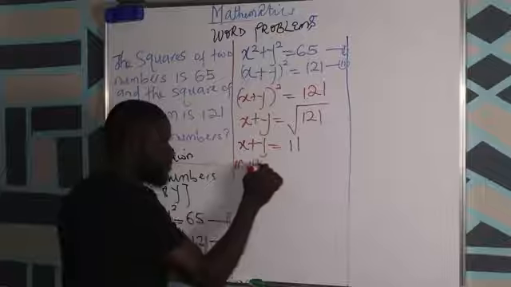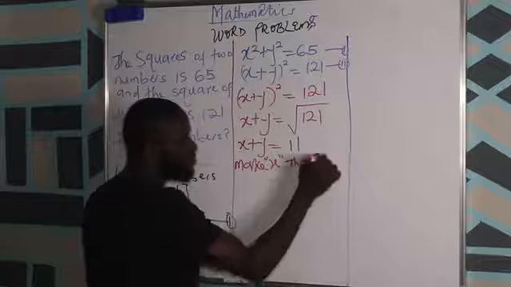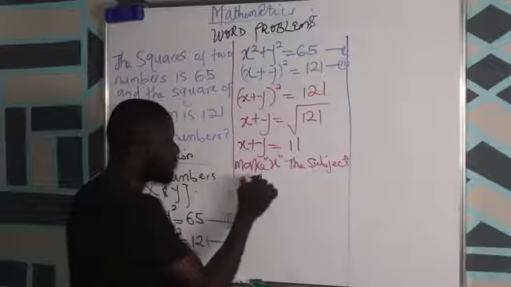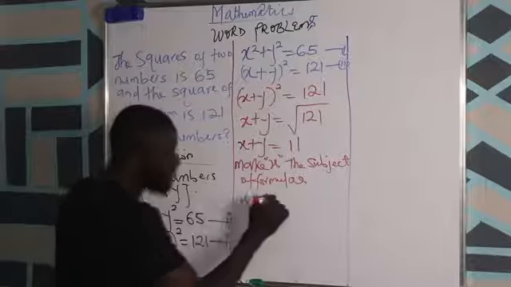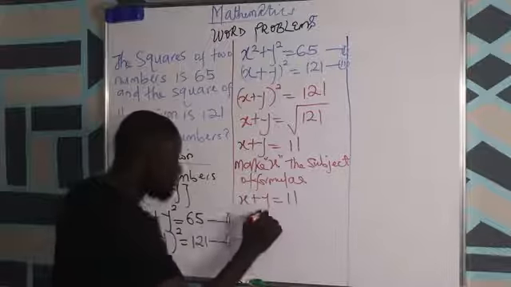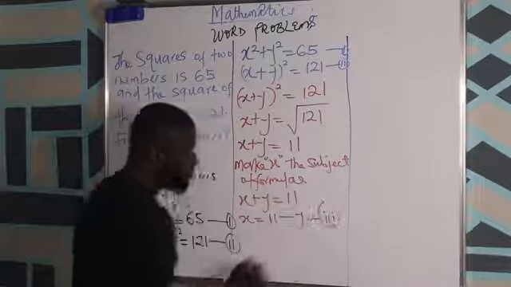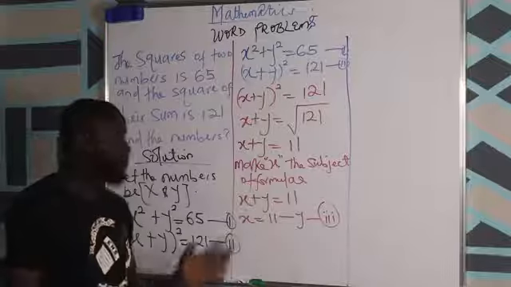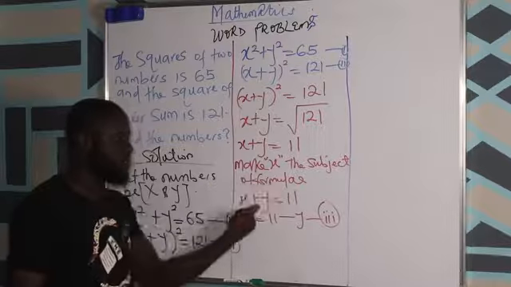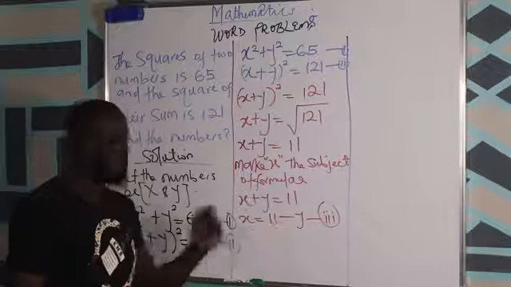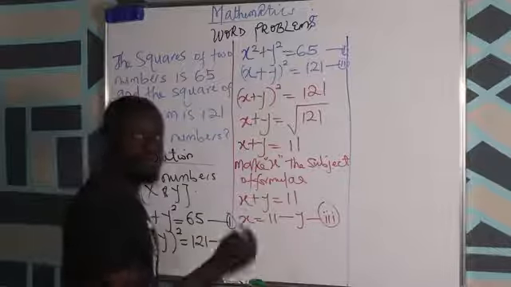make x the subject of the formula. So I have x plus y is equal to 11. x is equal to 11 minus y, equation 3. x plus y equal to 11, making x the subject of the formula. When y crosses here, we have a positive sign here, it becomes minus. So I have x is equal to 11 minus y. Now we're going to continue.